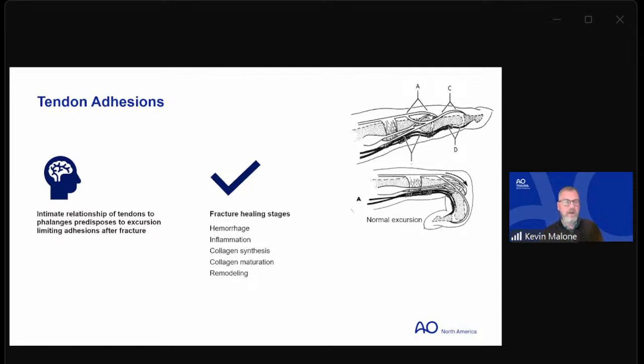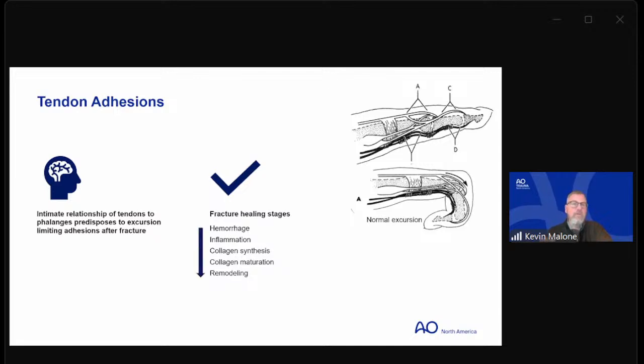Tendon adhesions are a problem, and Dr. Mezera talked about this in her talk. There's an intimate relationship of the tendons to the phalanx, which predisposes to excursion-limiting adhesions after fracture. There is very little compliance for additional bulk from implants or scar from surgical exposures or trauma.